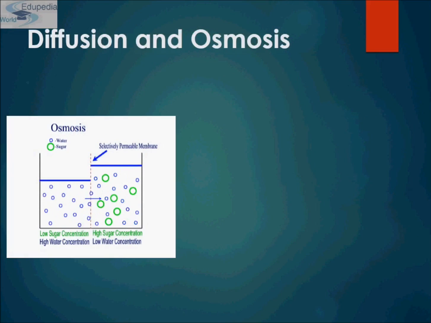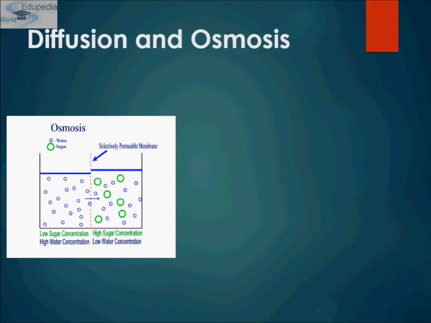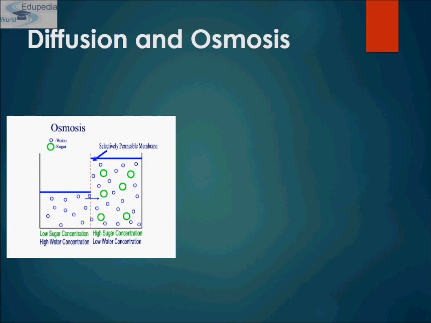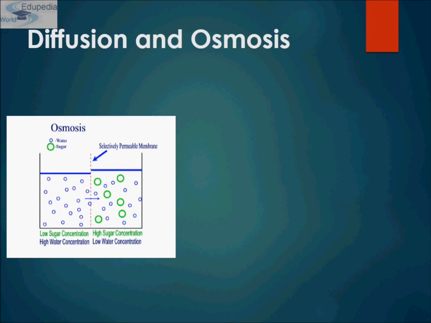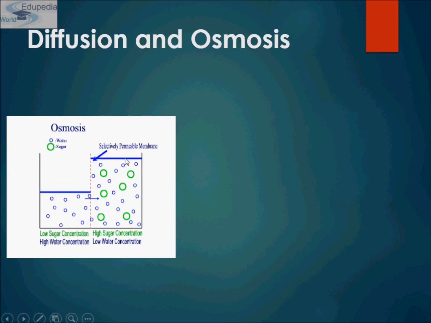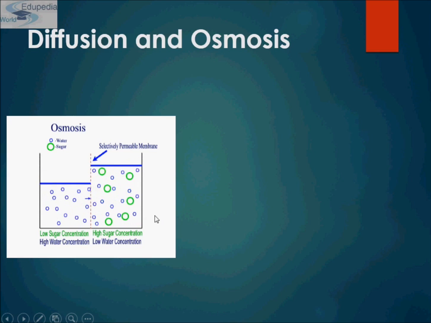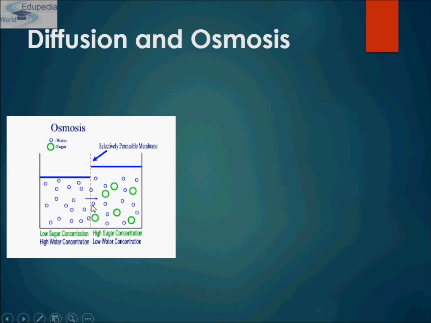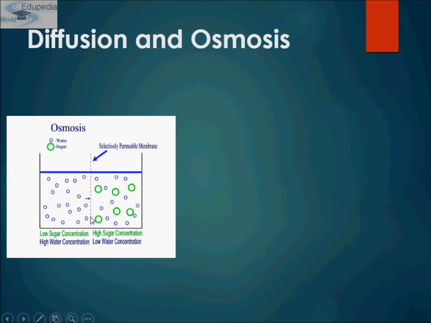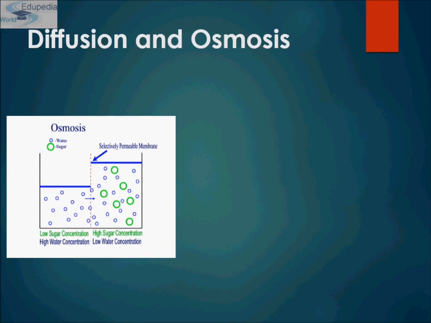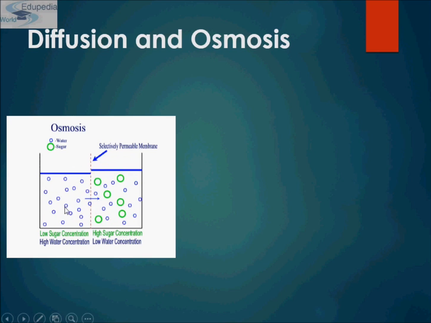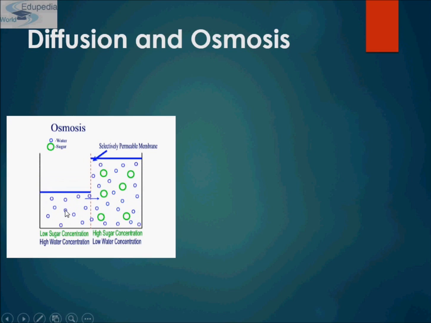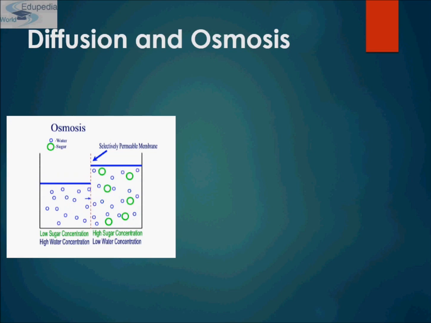Now we will discuss diffusion and osmosis in detail. See, this is a low sugar concentration area and high water concentration area. And this is a high sugar concentration area and low water concentration area. And this is a selectively permeable membrane. That means it will allow only specific molecules to pass through it. These blue bubbles indicate water, and the green bubbles indicate sugar.